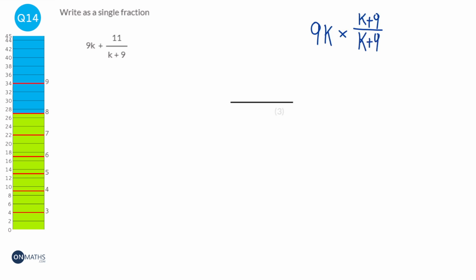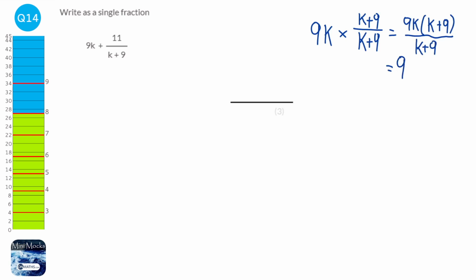So we're doing 9k times 1. So we're keeping it the same. We're keeping it as 9k. So what we do when we times a 9k or a term by a fraction is we times the top, the numerator of the fraction. So it's going to be 9k brackets k plus 9, and all of that over k plus 9. Expanding the brackets, we get 9k squared plus 81k over k plus 9.